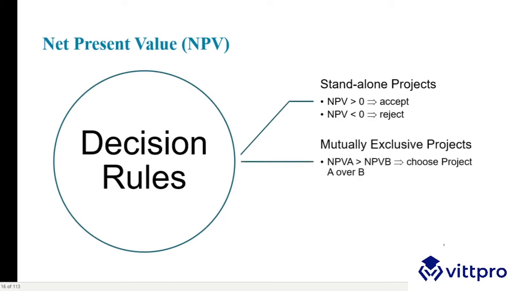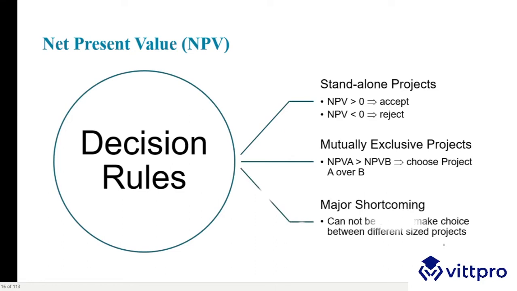But if it's a mutually exclusive project, meaning it's a decision between A or B, so you have to choose either this or that, in that case you will choose the project where the NPV is higher. So it's not a standalone project. If you have to select between two different projects, then you will select the project which is higher in net present value, right?